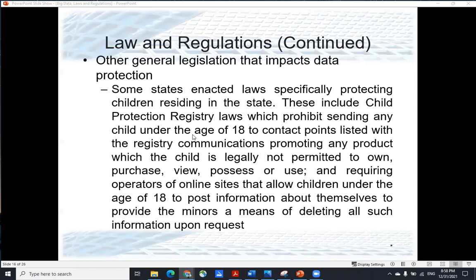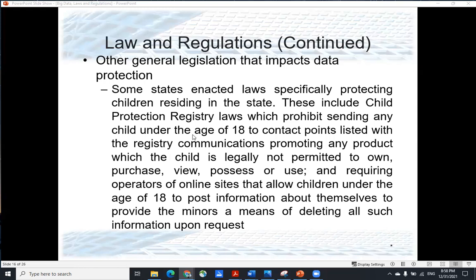Again, some states enacted laws specifically protecting children residing in the state. This includes the child protection registry laws, which prohibit sending communications to contact points listed with the registry, and promoting any product which the child is legally not permitted to own. So if the child is not permitted to own this product, you're not allowed to market or advertise it to the child.